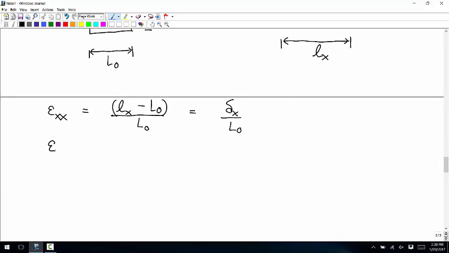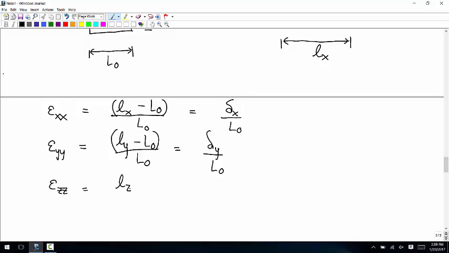And then epsilon yy, you do the same way, but it's just the deformed length along the y-axis minus L sub 0, divided by L sub 0. You can also think of that as delta y over L sub 0. And in my picture, you couldn't see what's happening in the z direction, but it works the same in the z direction. Epsilon zz is equal to lowercase lz minus L sub 0 divided by L sub 0, or delta z over L sub 0.